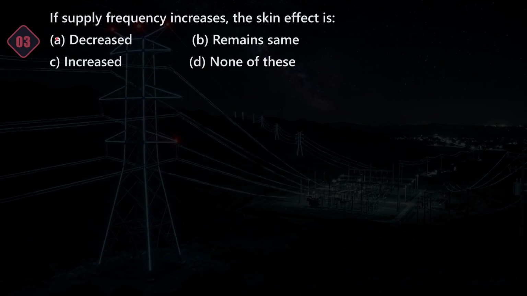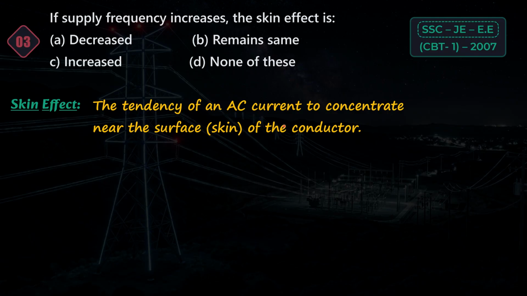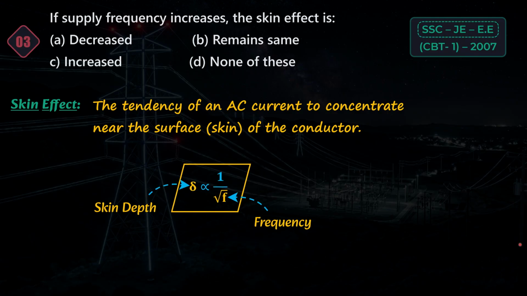Third question, if supply frequency increases, the skin effect is option A decrease, option B remain same, option C increase, and option D none of these. Now we know that skin effect is nothing but the tendency of an AC current to concentrate near the surface of the conductor. From the famous formula, skin depth is inversely proportional to the square root of frequency. A higher frequency means smaller depth. A smaller depth means more pronounced skin effect. The key thing to remember is that the skin effect increases with frequency.